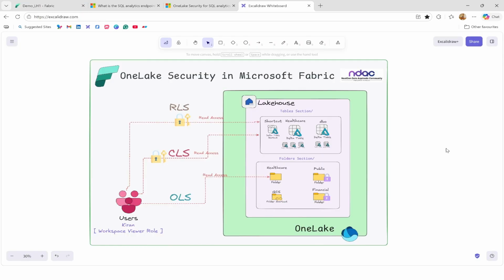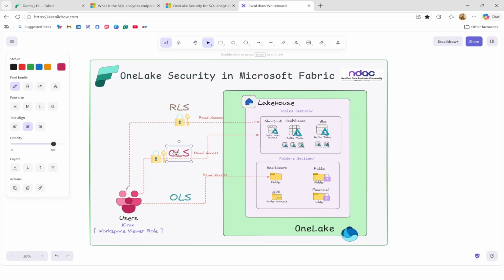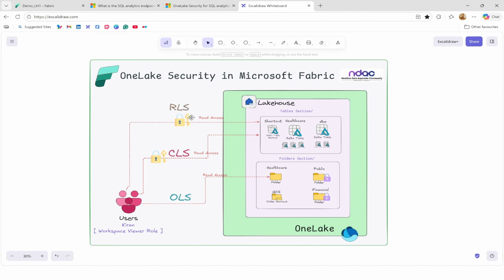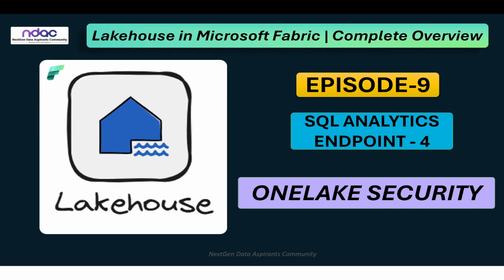Now let me give you a quick recap. Today we learned in episode 9 how we can enforce security. We saw 3 types of security: object level security, column level security, and row level security. Here we created a few folders and granted Kiran access to only hospitality data. Here we granted access to only healthcare data. After that we implemented row level security for only seeing India's data. Like that we saw.